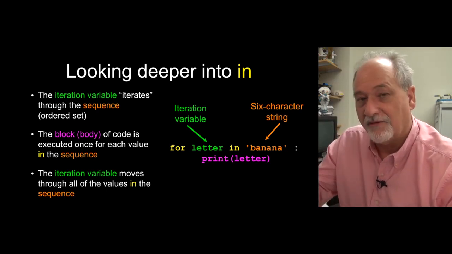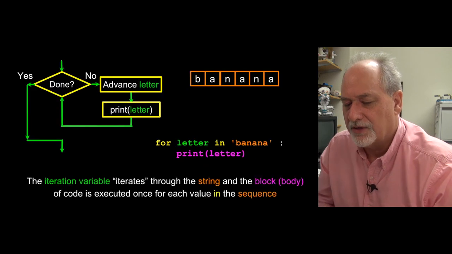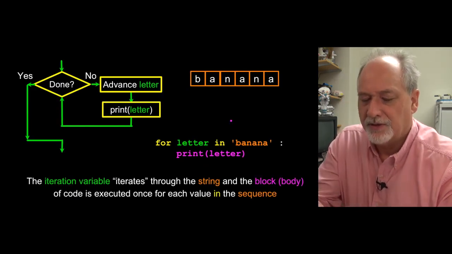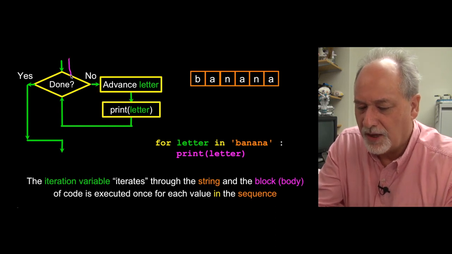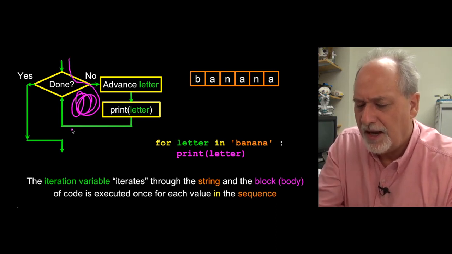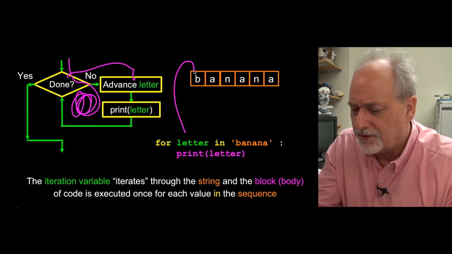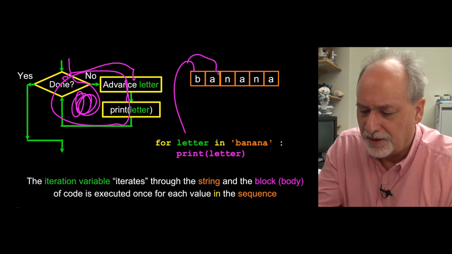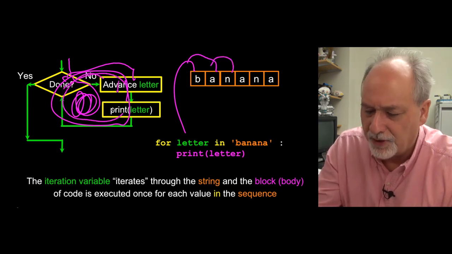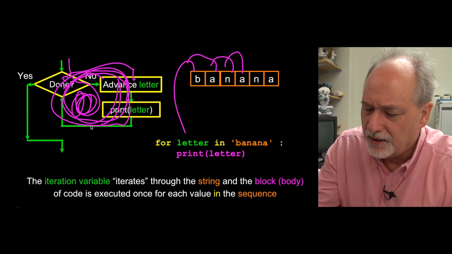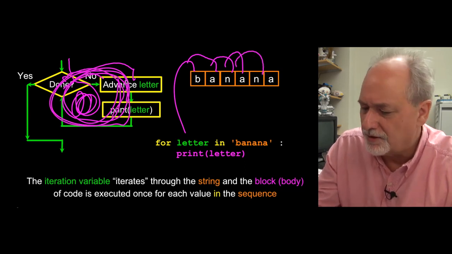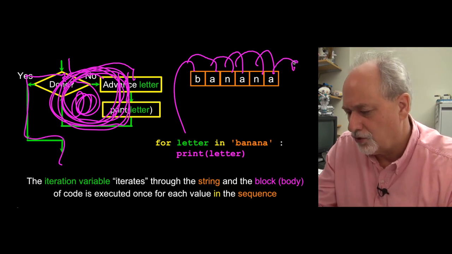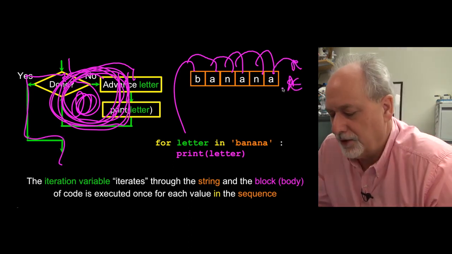And so for is taking care of a lot for us, right? And so this is sort of this really smart for loop. The for loop is both deciding how many times to run the loop, in this case 6, and it's advancing the letter. So advance, print, decide whether you're done, advance, print, decide whether you're done, and so on. I am now done because we're done with that particular string.